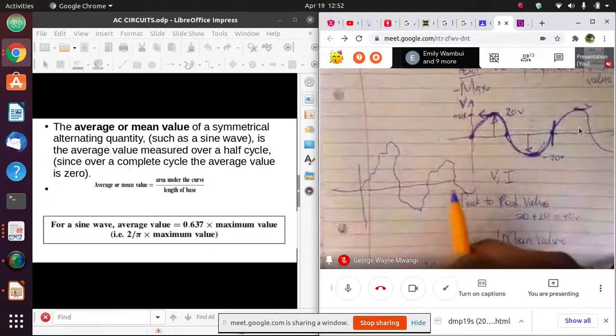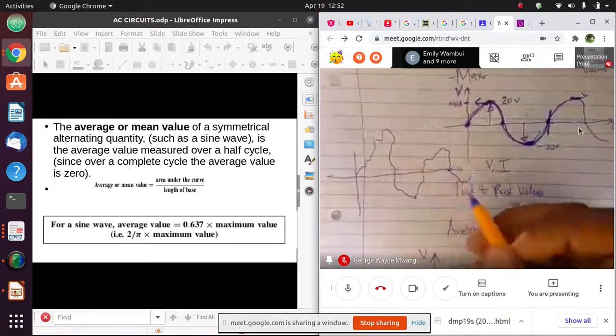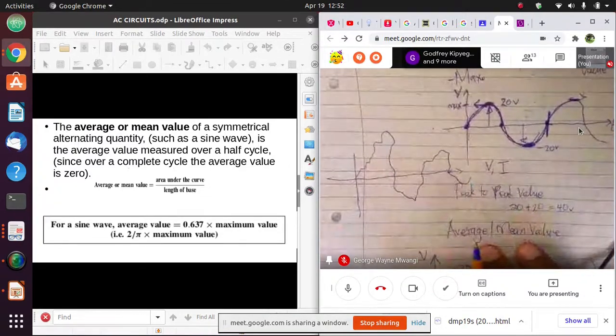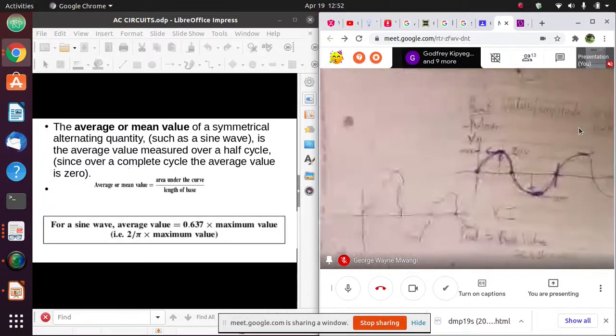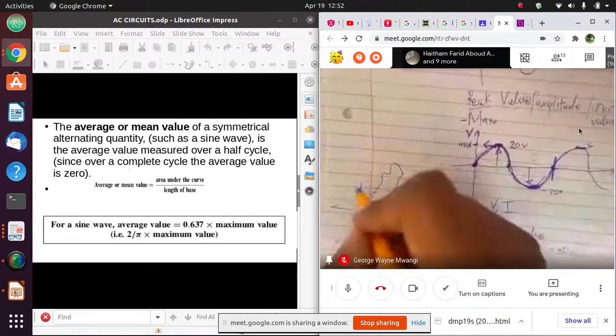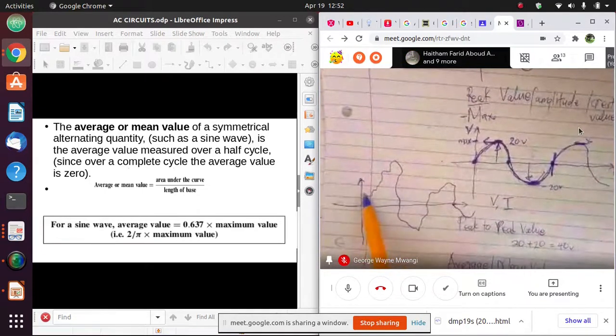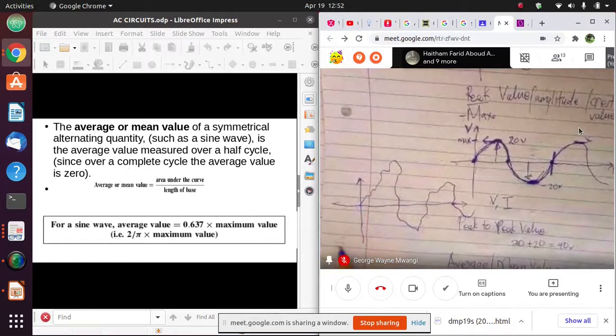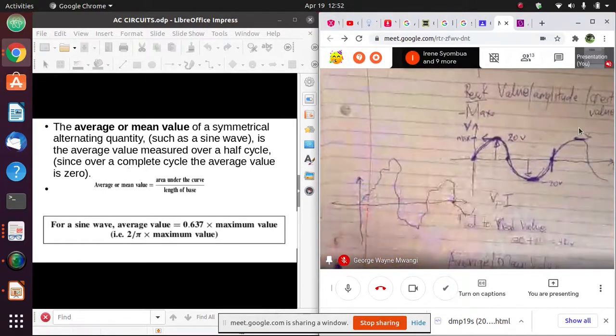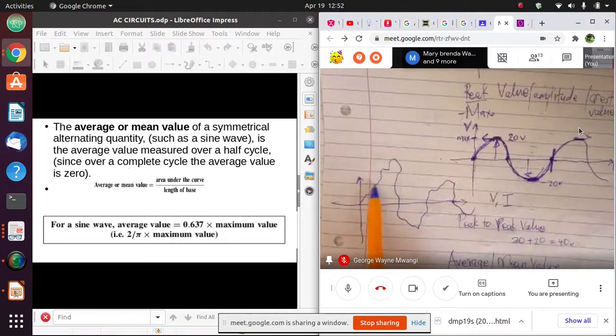You might find that whatever your alternating quantity is not varying at the same rate. Labda kuna shida katika hiyo alternating quantity. So unapata kwamba hiyo quantity iko na mabonde na milima. Now we can still find the mean value ama the average value of this curve.